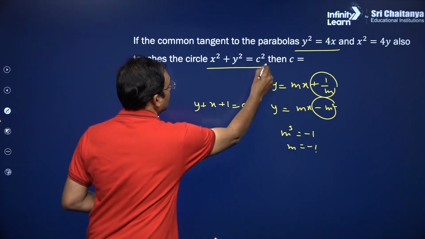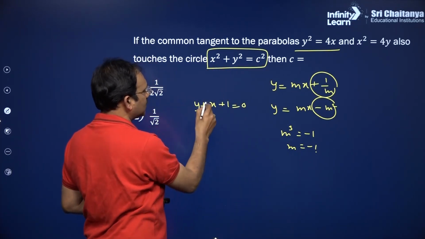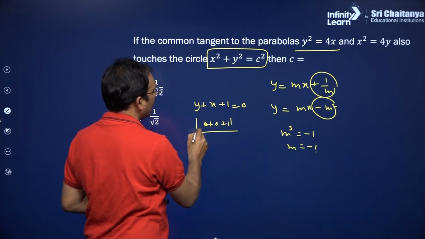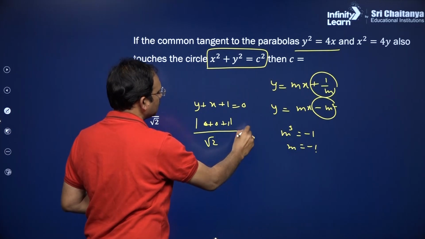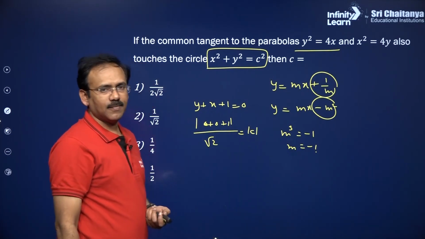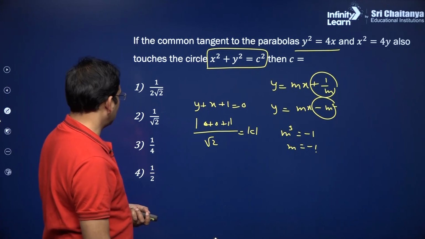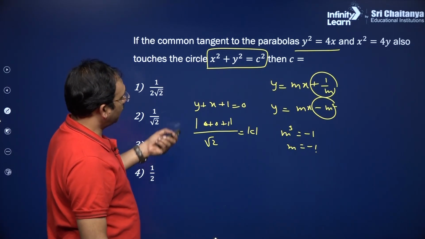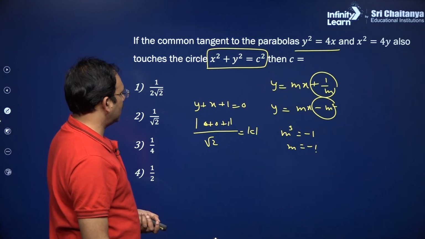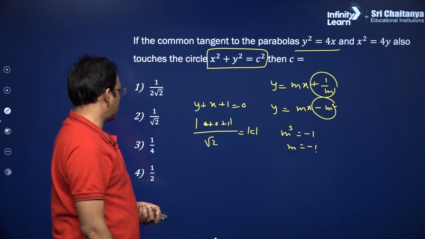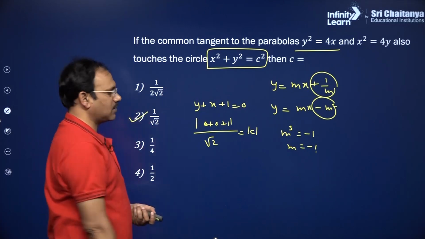It is touching this circle also now. Perpendicular distance from the center, |0 + 0 + 1|/√2, is |c|, my dear friends, right, equal to the radius. So the perpendicular distance from the center to this line is equal to the c value. So this is going to be 1/√2, that is it.